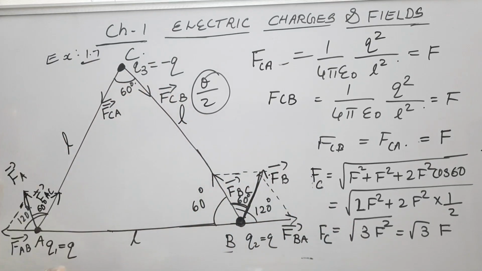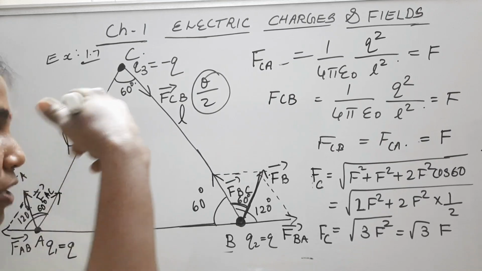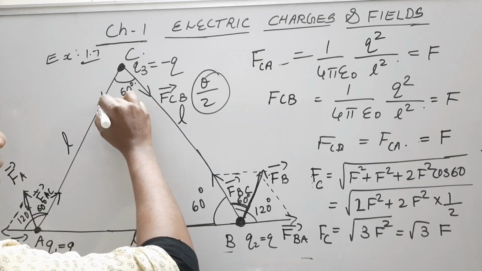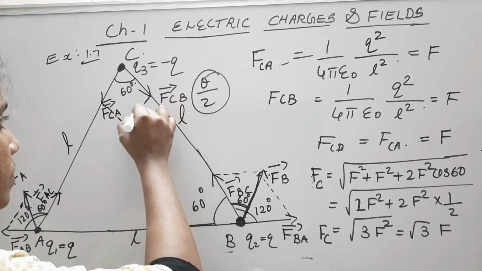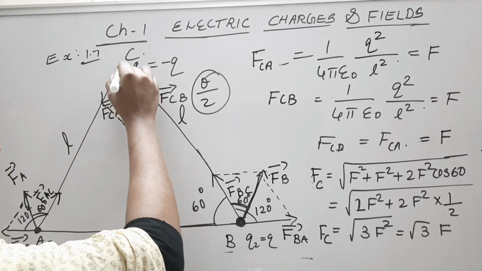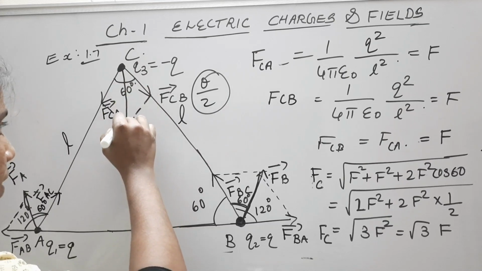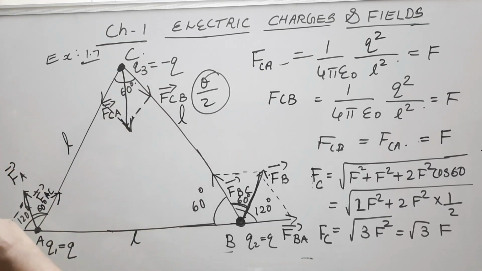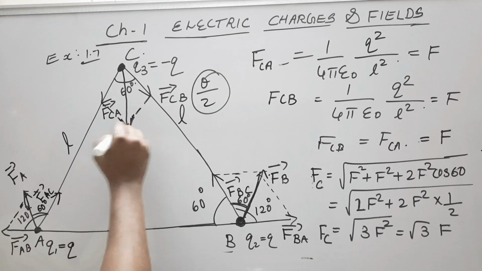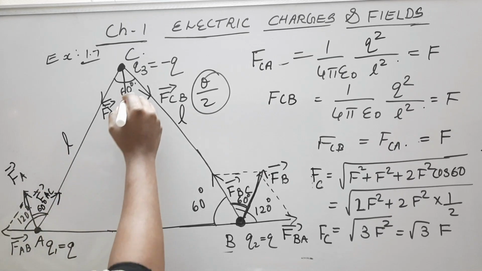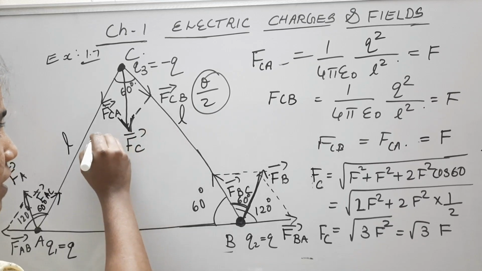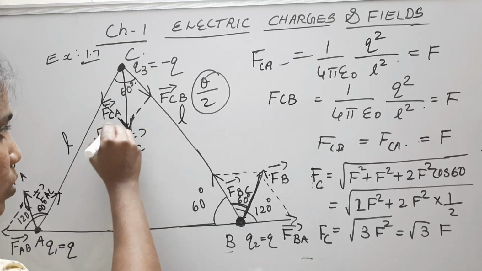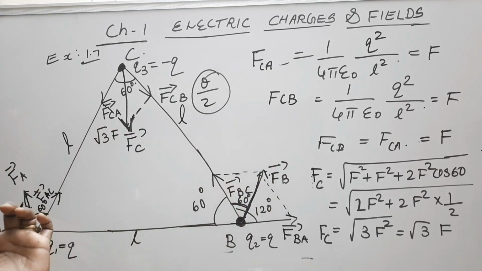Okay. Now what about direction? To get the direction, we have to complete the parallelogram. So complete the parallelogram. So this is the parallelogram. Then draw the diagonal. So this is the direction that we get, downwards like this, and that is vector FC, and that vector FC is of magnitude root 3 F. That's what we got now.